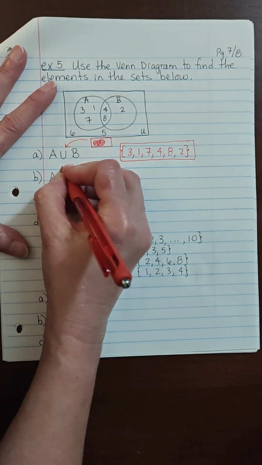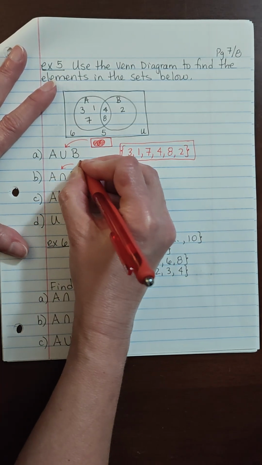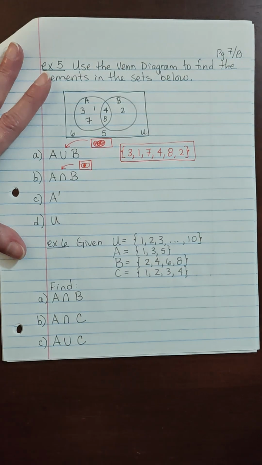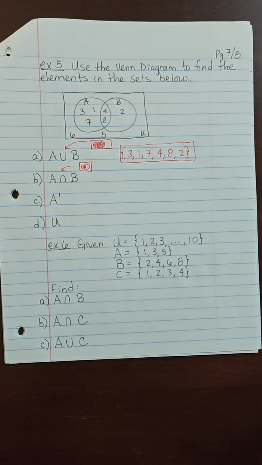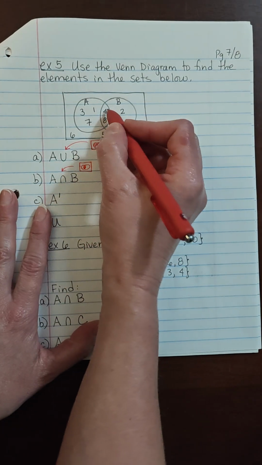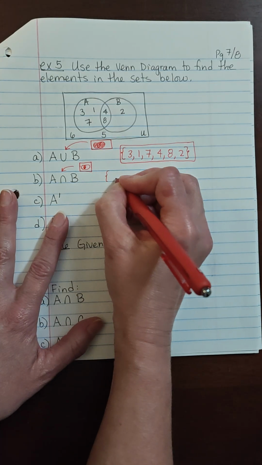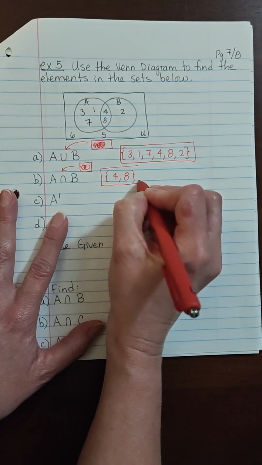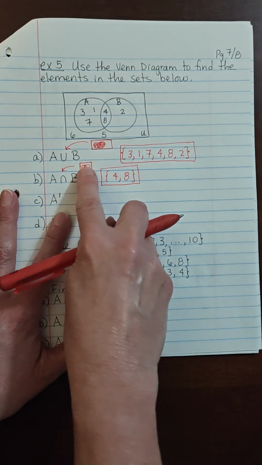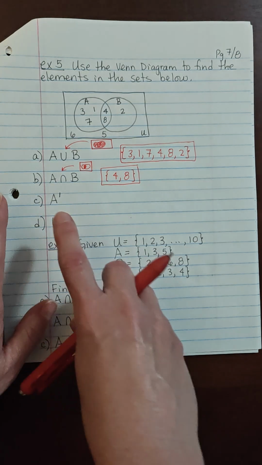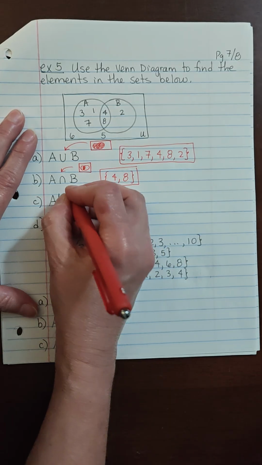Okay, intersection. Visually, the intersection is just the both. I realize I drew those a little bit too small, but it's just the overlap. So it's just right there. It's just the 4 and the 8. I'm just trying to take you back to the previous page and visualize where the union is, where the intersection is. This is the complement.